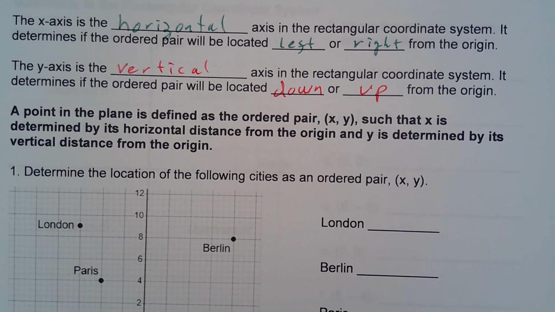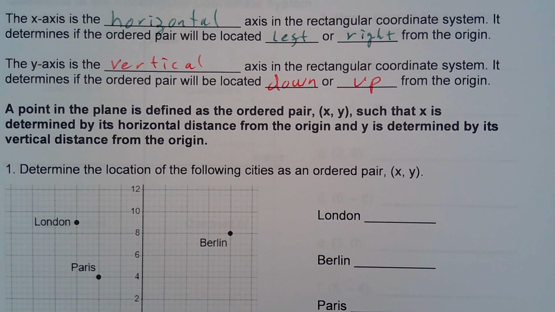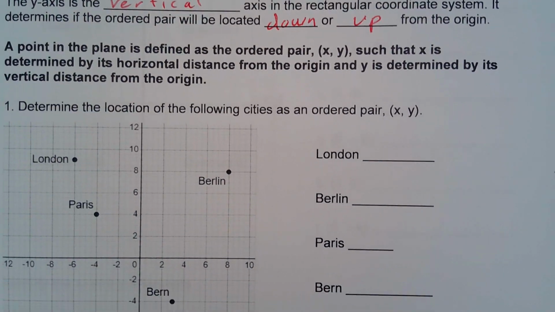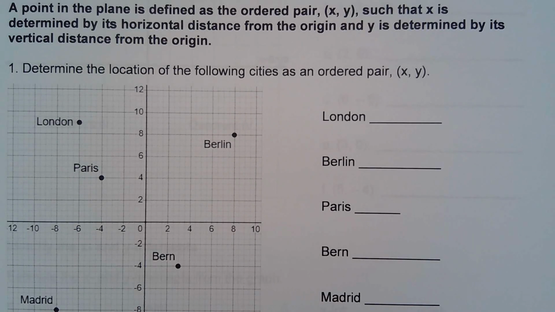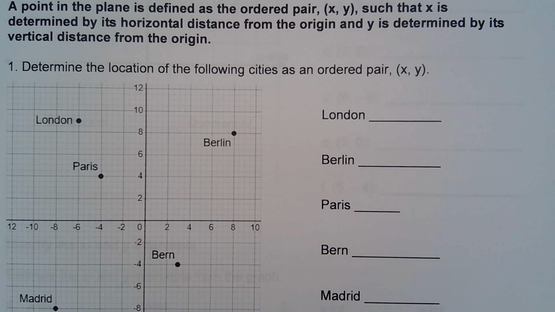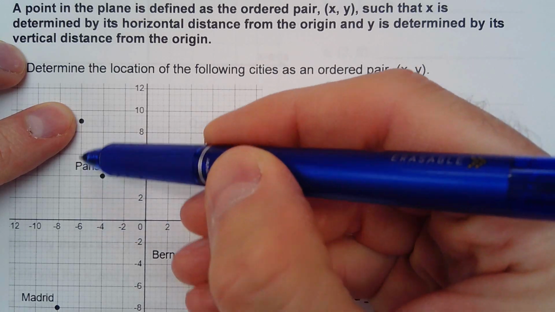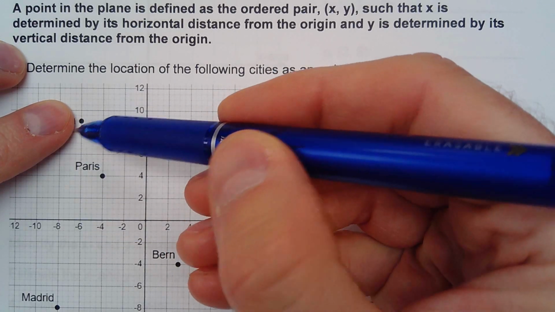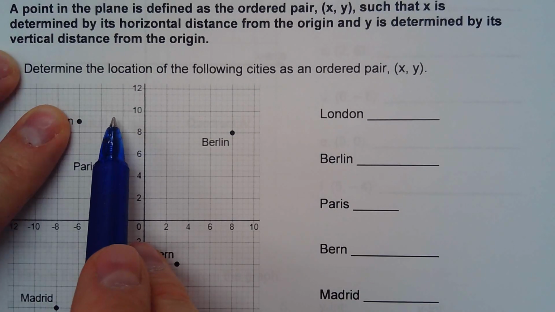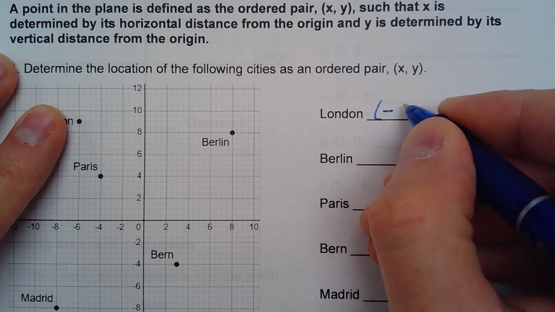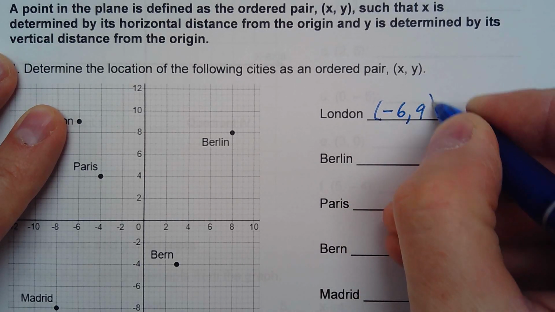A point in the plane is defined as an ordered pair x, y, such that x is determined by its horizontal distance from the origin, and y is determined by the vertical distance from the origin. So we want to determine the location of the following cities as an ordered pair. If I take a look at London, it's this point here. My x value is negative 6. My y value is 9. So as my ordered pair, this would be negative 6, comma 9. Always writing this in alphabetical order.